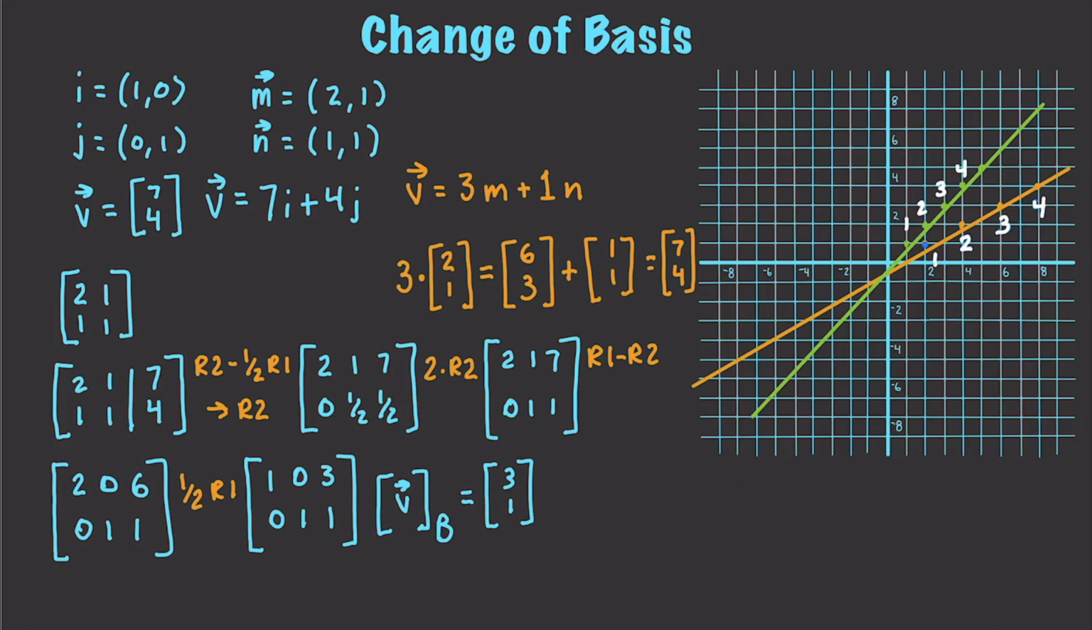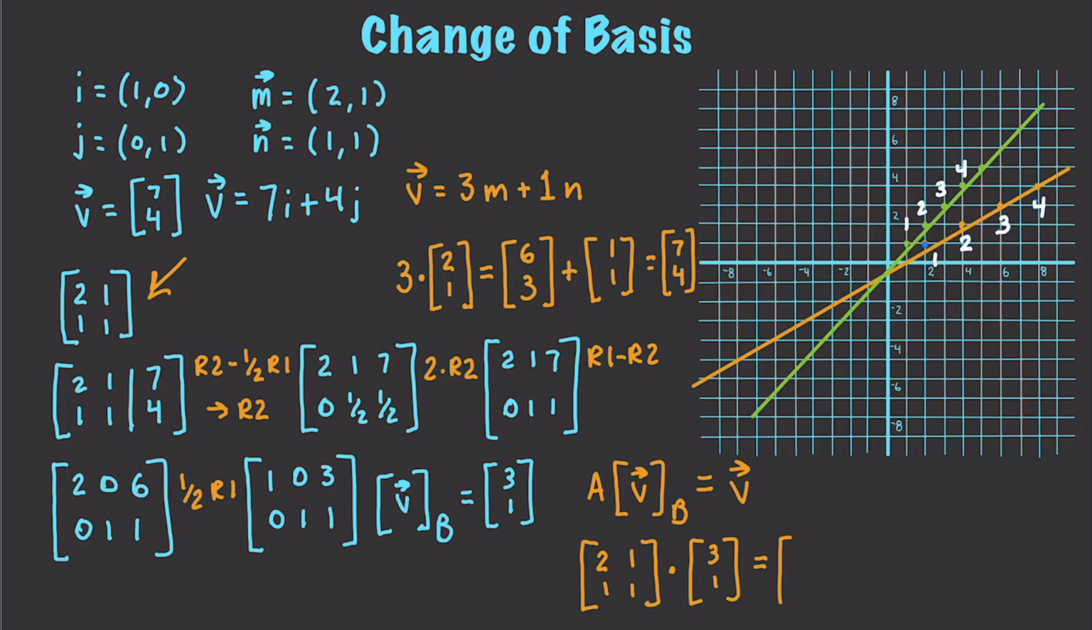So if we would model this out in a different way, let's say we have A, which is our change of basis matrix, which is this guy right here, and v in the new basis, this is going to be equal to our new vector. And show it to you in a different way just so you see it. 2, 1, 1, 1, and 3 and 1 is equal to 7 and 4. If anything is in any way unclear, please ask me in the comments.